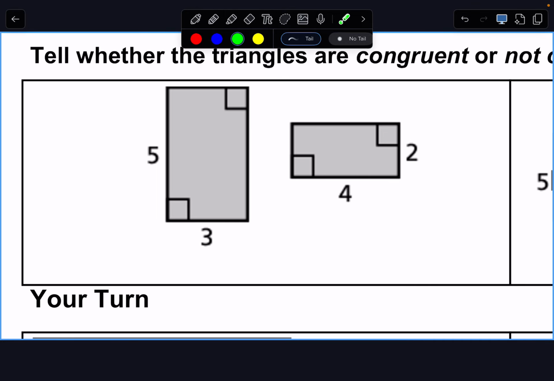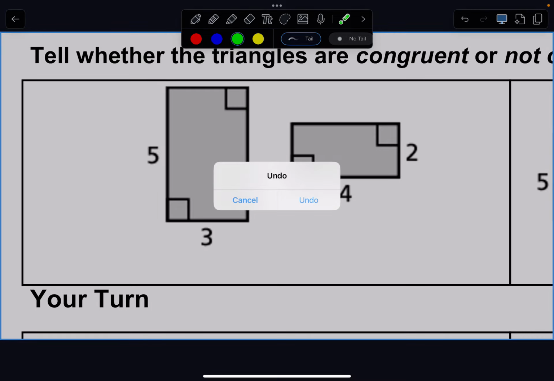What do those boxes mean? Same. These are 90-degree angles. So we know that these are both rectangles, right? We know the angles are congruent, but are the sides congruent? Are the sides the same length?